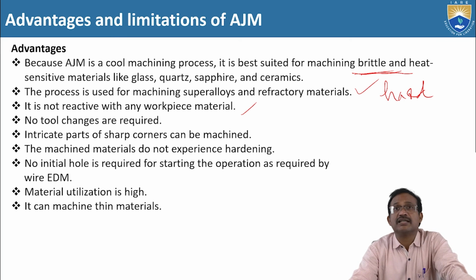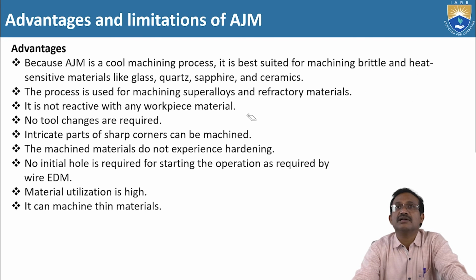No tool changes are required. Here there is no question of a tool. The abrasive slurry will come out with high kinetic energy through the nozzle. So here the nozzle and the abrasive slurry are the two important elements. The nozzle directs the abrasive slurry, which strikes the workpiece material so that the material removal will take place.